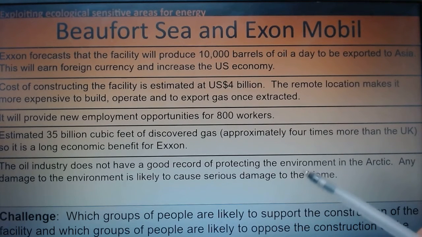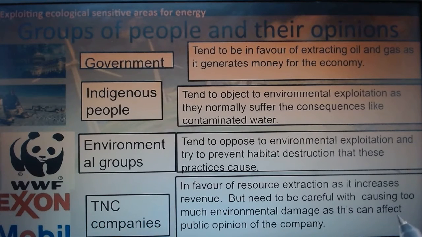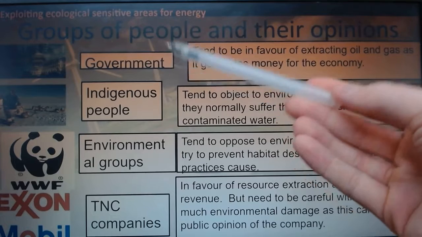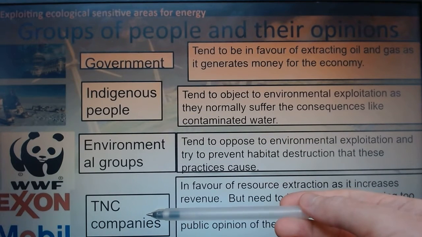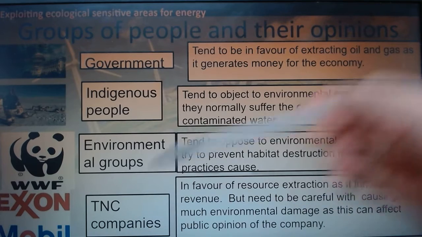Any damage is likely to cause huge environmental costs. All right, so we're going to look at what happened there, because there was, of course, an accident. One last thing I want to do here before we look at the textbook is highlight the people who are involved in this. Whenever there's a discussion or a decision to be made about extracting energy, oil and coal and gas in particular, you need to consider the government, the local or indigenous people, environmental groups, and the TNC, the large company involved, in this case Exxon.